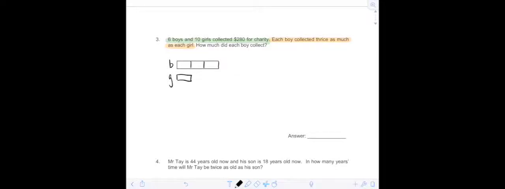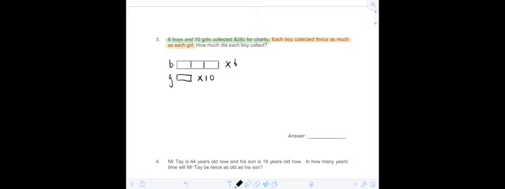Okay, so from here we can see that each boy collected thrice as much as each girl, and since there are 6 boys, these 3 units here we have to multiply by 6. And for girls there are 10 girls, so this we have to multiply by 10. I'm just doing a shortcut. When you were in primary 3 you probably drew out the entire thing, but it's very time consuming, so now I'm doing a little cheat over here.